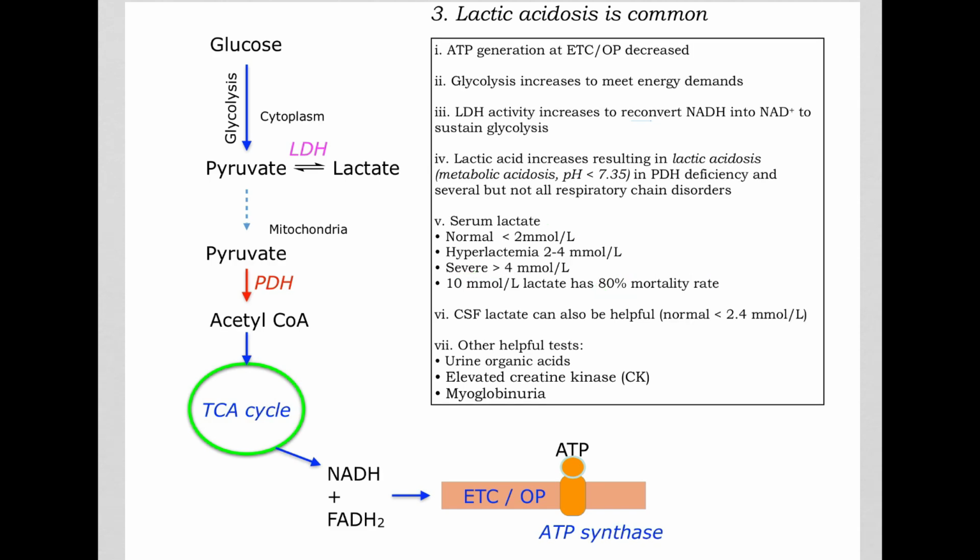Sometimes for the evaluation of patients with mitochondrial disorders, lactic acid in cerebrospinal fluid might also be helpful. The normal concentration is usually less than 2.4 millimolar, but in these mitochondrial disorders, the concentration can exceed 2.4. Other tests that might be helpful include urine organic acids, detecting organic acids in urine, and we'll talk about that later.